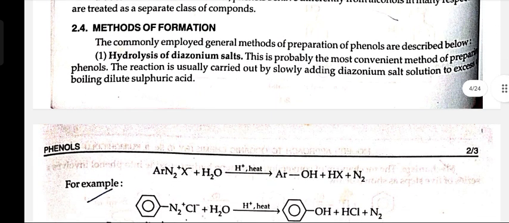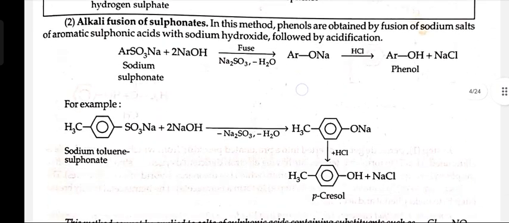Methods of formation. First one is hydrolysis of diazonium salts. This is probably the most convenient method of preparation of phenols. This reaction is carried out by slowly adding the diazonium salt to excess of boiling dilute sulfuric acid. Second method is alkali fusion of sulfonates.